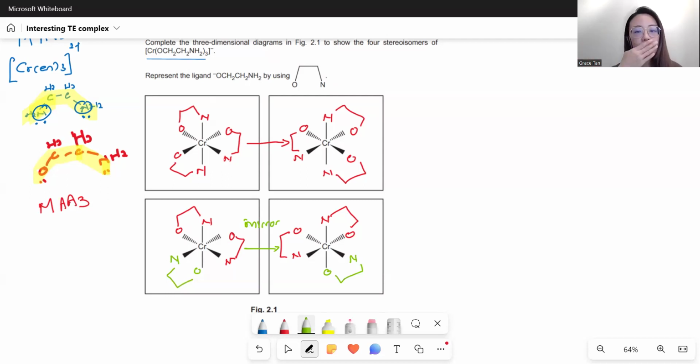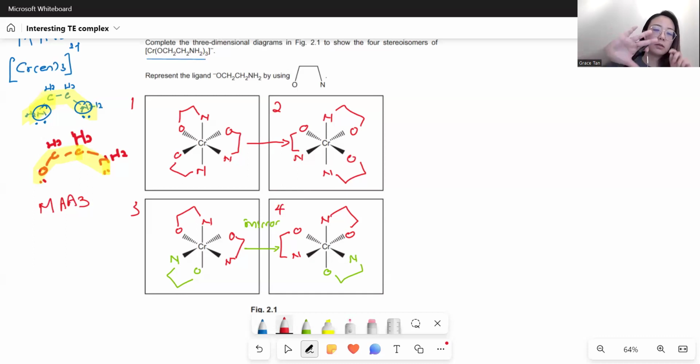Now, if you have the time in the exam, you may want to rotate your structure. So let's give them numbers for easy referencing: structure 1, structure 2, structure 3, and structure 4. So 1 and 2 are already a confirmed answer. Now, what we need to do is check whether 3 is the same as 1, or is it the same as 2?